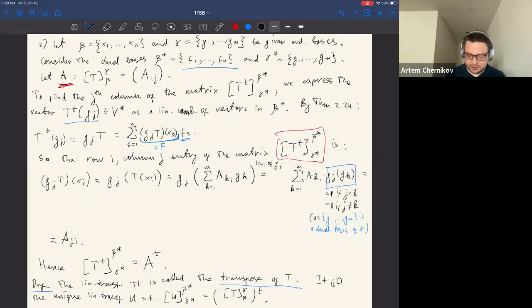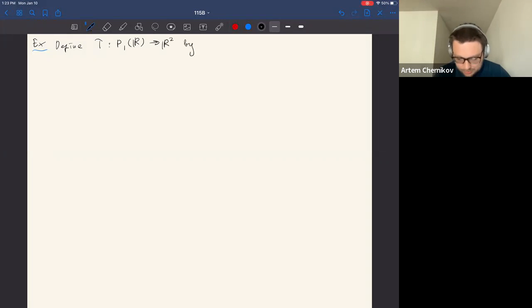Let's look at an example in some specific vector space. Define a linear transformation T from the vector space of polynomials of degree at most 1 with real coefficients to the vector space R^2, defined by saying that the value of T on p(x) is equal to (p(0), p(2)). So we pick two real numbers and evaluate the polynomial at those values. You can check easily that this is a linear transformation.